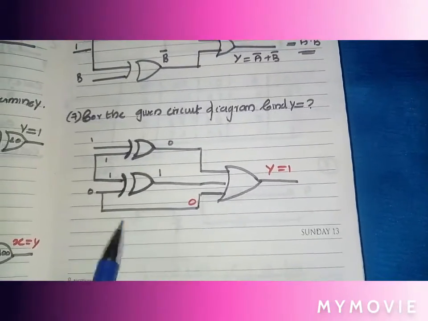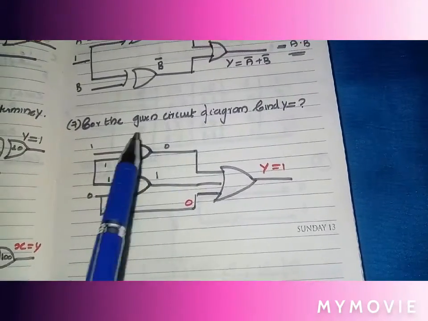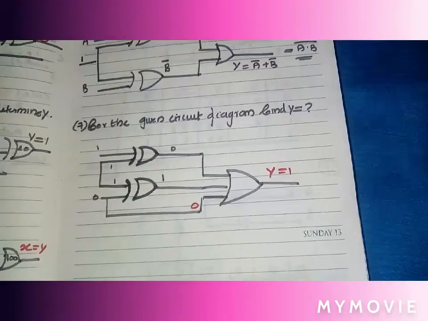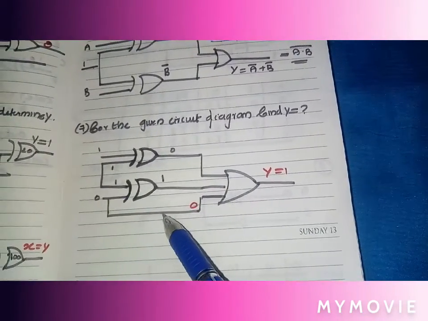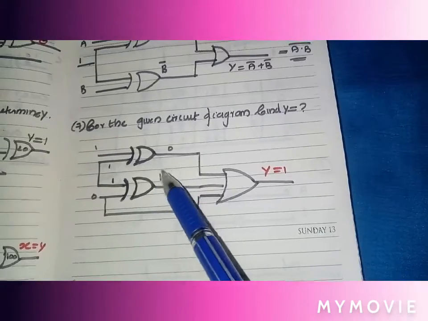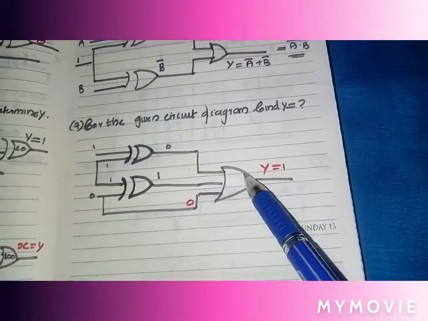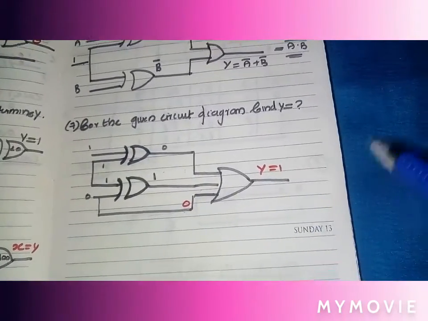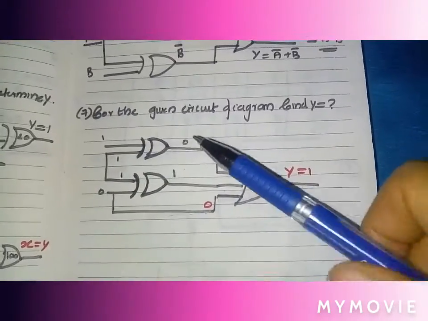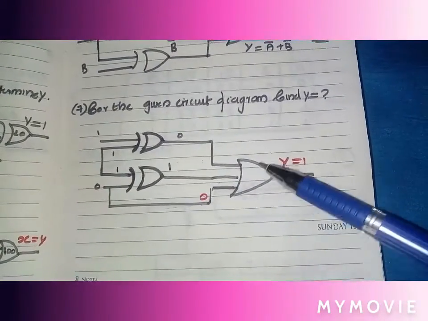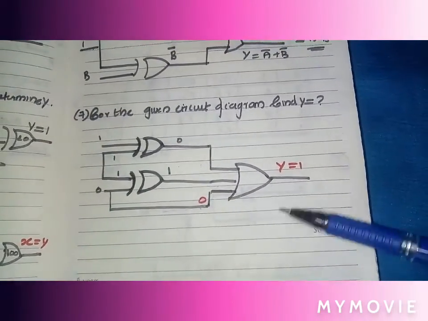Consider this circuit diagram. The inputs of this XOR gate are 1 and 1, which means 0, because the XOR gate is an inequality detector and here the inputs are the same. Here 1 and 0 means 1 is the output. This 1, 0 and 0 are added, which means the output Y is equal to 1 only. This 0, 1 and 0 will be added up and we get the output as 1 for the circuit diagram.